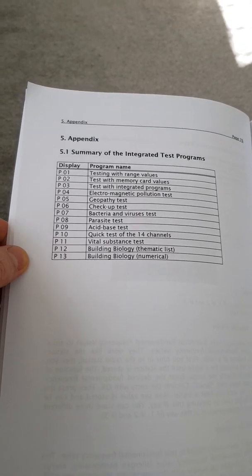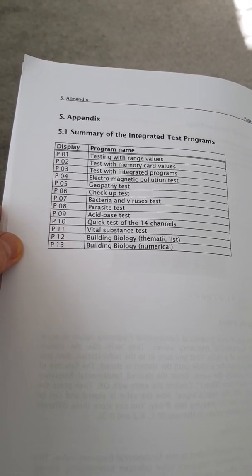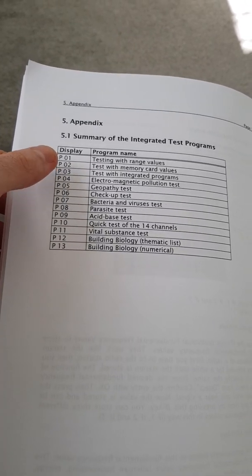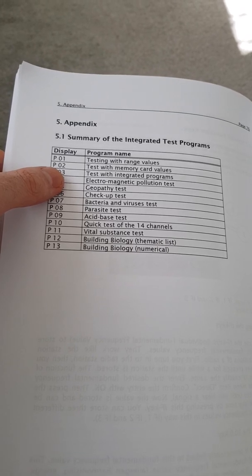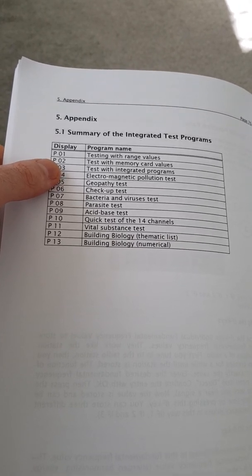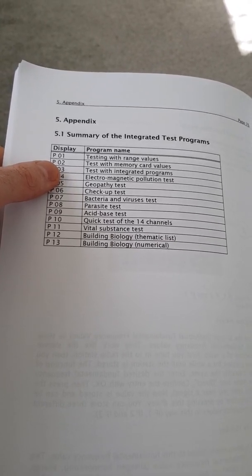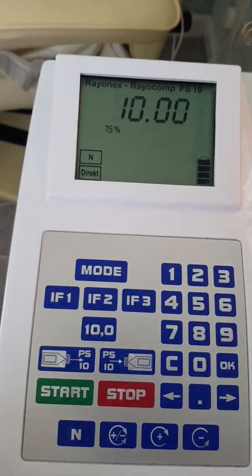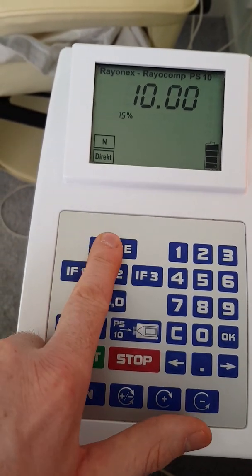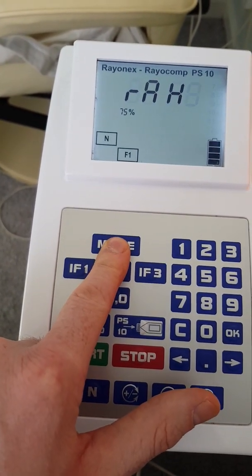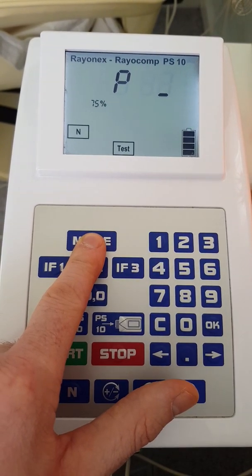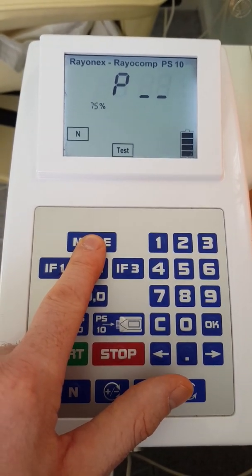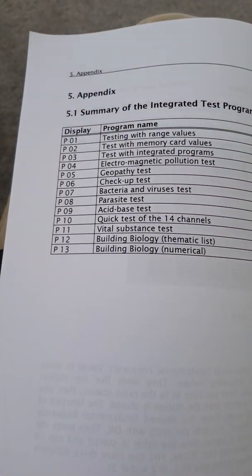So when you look at the manual that you get with the machine, you notice that summary of integrated test programs, program 1, testing with range values. Okay, so to do that, we go back to our PS10 and we're going to go into test mode, this time on BNPS. You remember what the program was for testing with range values? Well, let's go back and check.